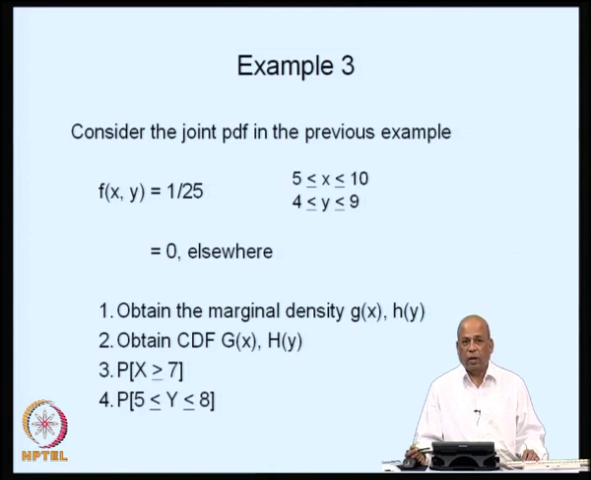Let us say your f of x, y is defined as 1 over 25, the same example that we talked of earlier, where x ranges between 5 and 10 and y goes between 4 and 9, and it is 0 elsewhere. So, first let us get the marginal densities g of x and h of y. We will also obtain the associated CDFs. The capital G denotes the CDF of x and capital H denotes the CDF of y, and then from this we should be able to get probabilities such as probability of x being greater than or equal to 7 and probability of y lying between a certain range 5 to 8.